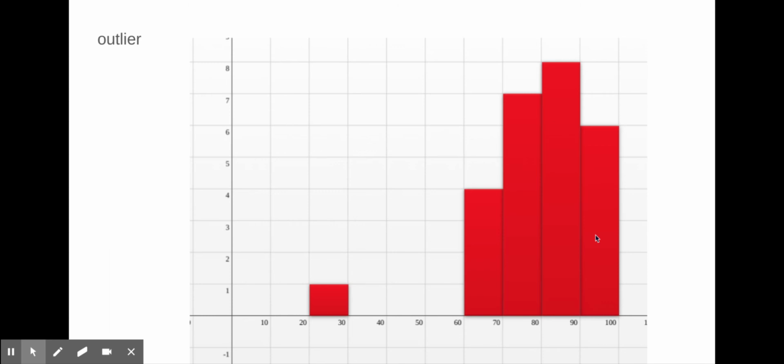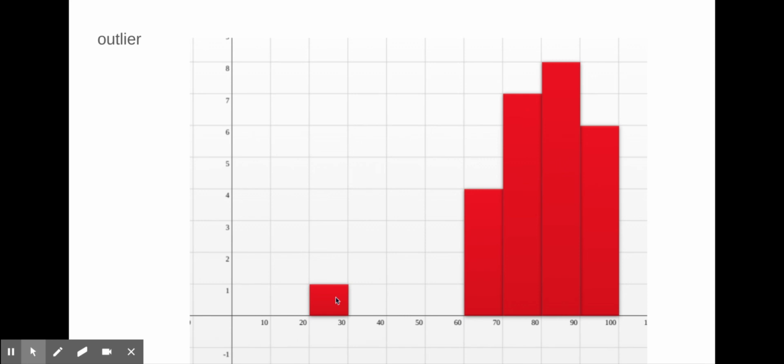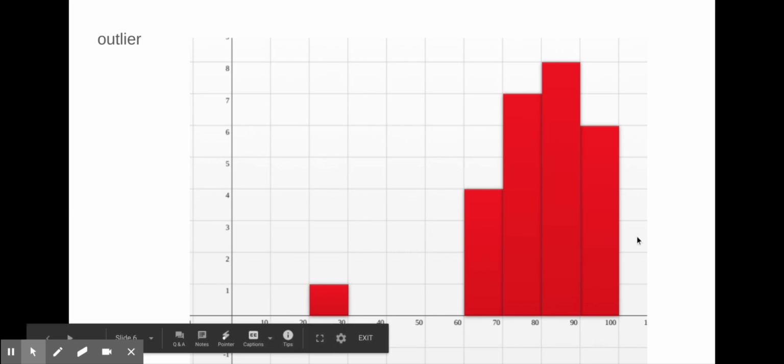If you're thinking, hey, is this a skewed left distribution? You're absolutely right, because the tail is going off to the left. And in this case, because there's only one little data point in that tail, that data point is called an outlier. It's way out on the end of the tail, and it's not really in line with the rest of the data.